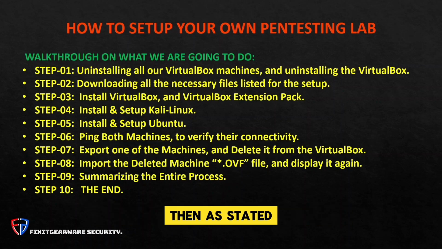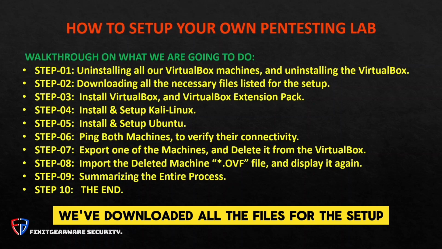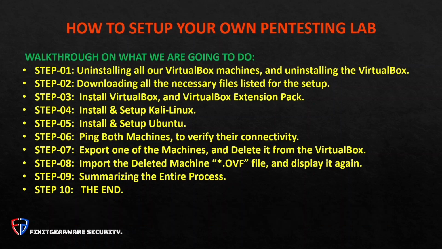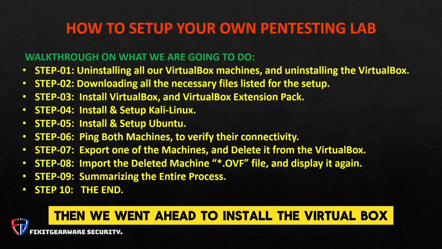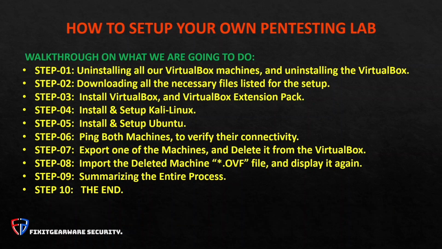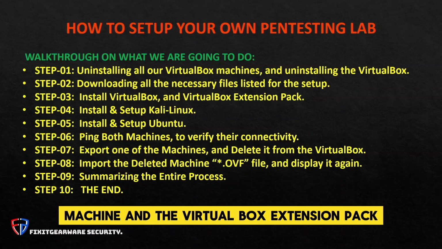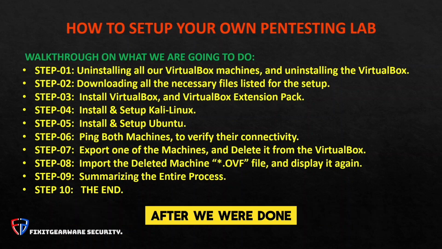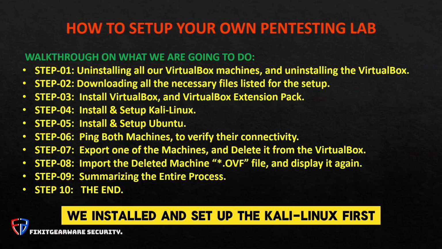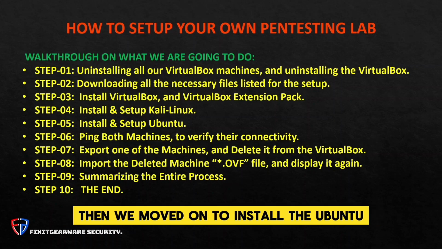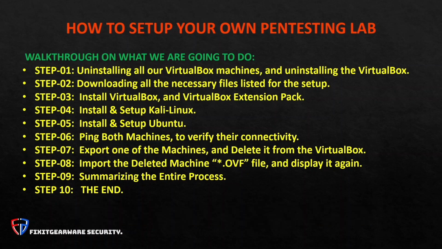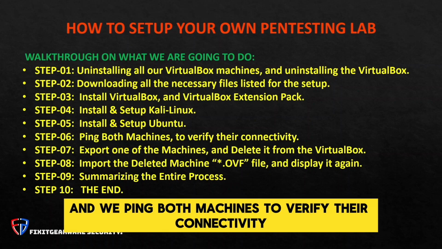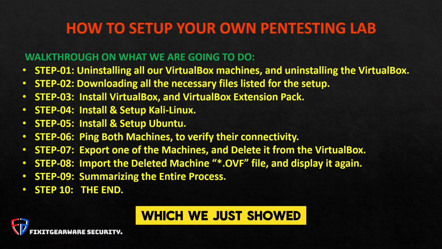Then, as stated, we downloaded all the files for the setup. Then we went ahead to install VirtualBox and the VirtualBox extension pack. After we were done, we installed and set up Kali Linux first. Then we moved on to install Ubuntu. And we pinged both machines to verify their connectivity, which we just showed.